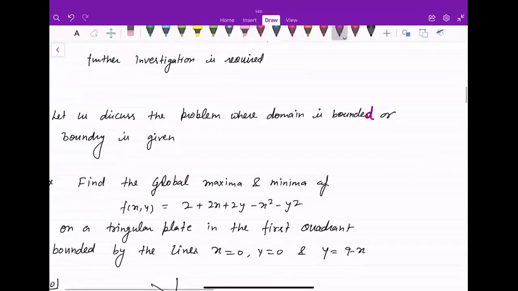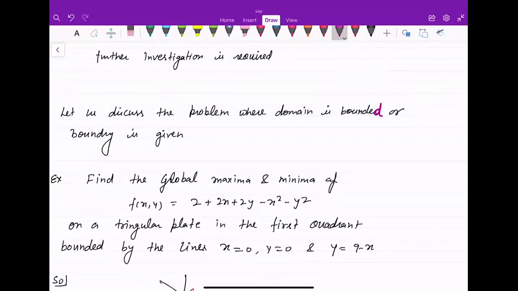Find the global maximum, global minimum. देखिए, हम global maximum minimum की बात तभी करते हैं जबकि हमारे पास एक finite domain हो. क्यों? That we will discuss with the help of this example. So let us take, here a function is given f(x,y) equal to 2 plus 2x plus 2y minus x square minus y square. Okay, and the boundary is given as x equal to 0, y equal to 0 and y equal to 9 minus x. So what you have to do, you have to compute global maximum and global minimum.